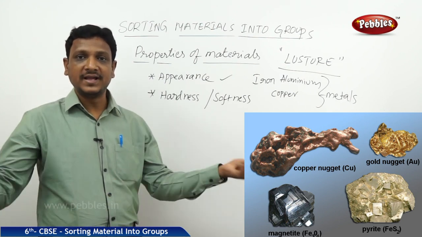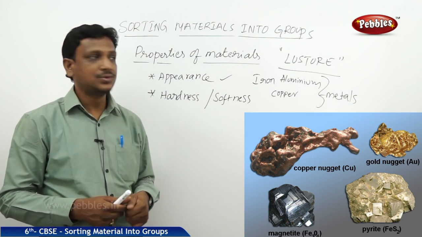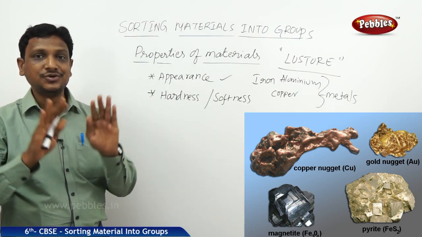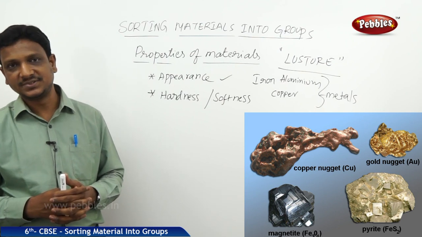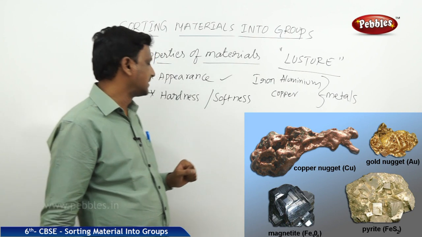Can you find a wooden wire? No. So these metals can be dragged into wires. They can be made into sheets which can be bent and molded into different shapes. So these are the properties of this particular material, metals.